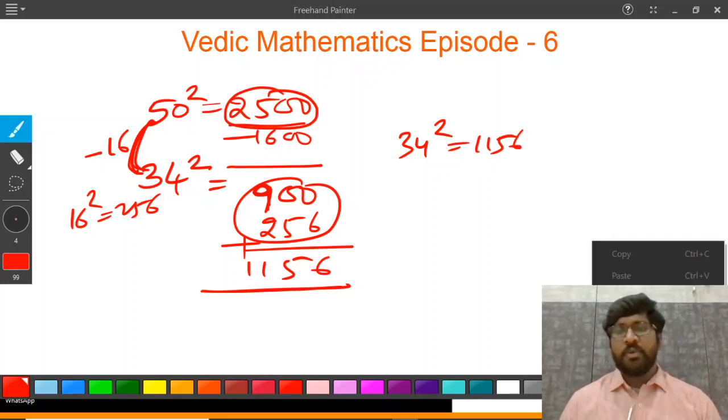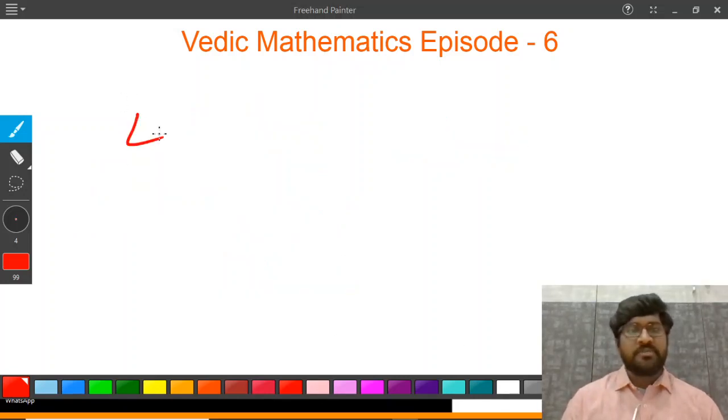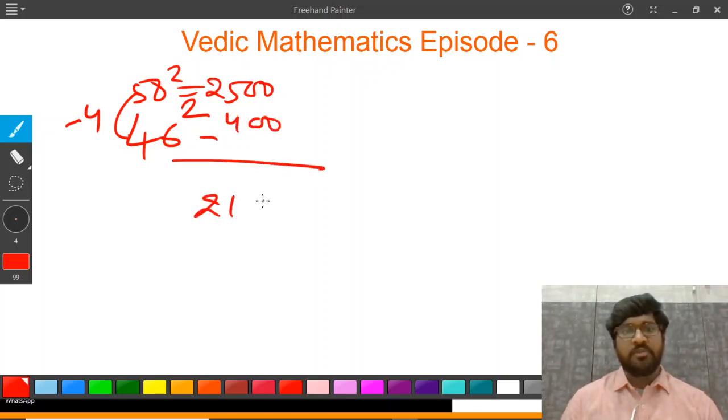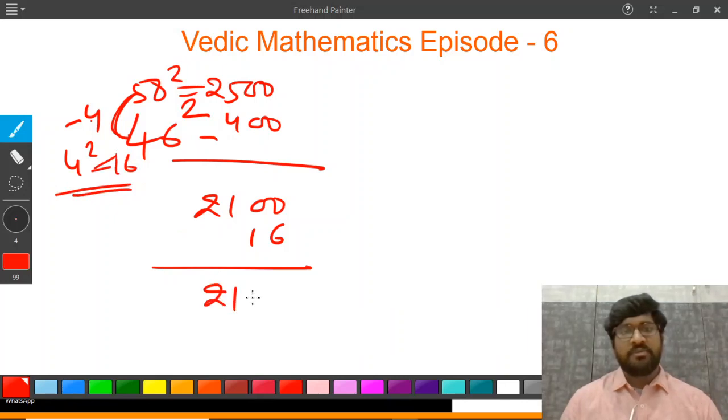Let me consider one more example. I am interested to find 46 square. Now consider 50 square, which is 2500. Now how much less? 4 less. Since it is 4 less, I should take out 400 from this. If I take out 400 from this, remaining 2100. Since it is 4 less, I should add 4 square, which is 16. 4 square is 16, I should add. So this is 2116. 46 square is 2116.